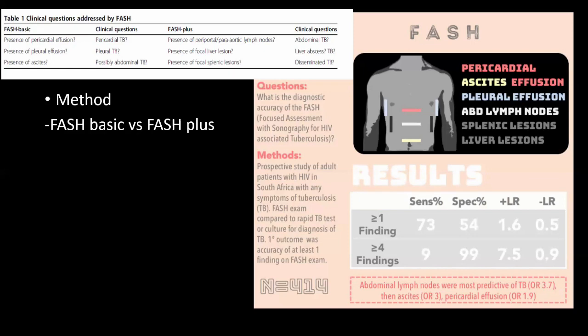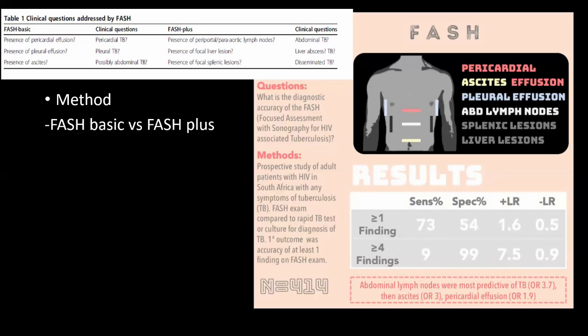So then they developed the FASH basic and then the FASH plus. So the FASH basic, you ask yourself 3 questions. Is there pathological effusions present? So is there a pleural effusion? Is there a pericardial effusion? And is there ascites? And then in the appropriate clinical setting, this is highly suggestive of extrapulmonary TB.